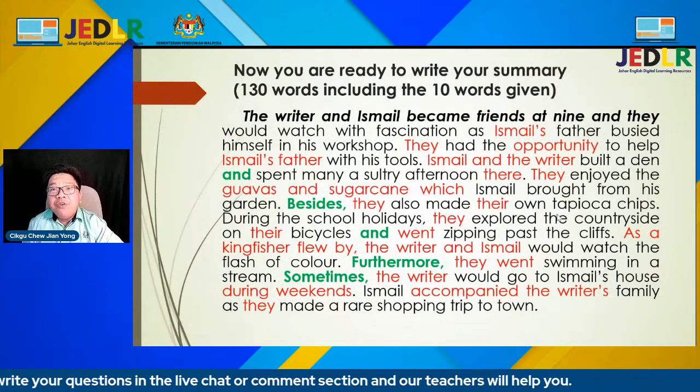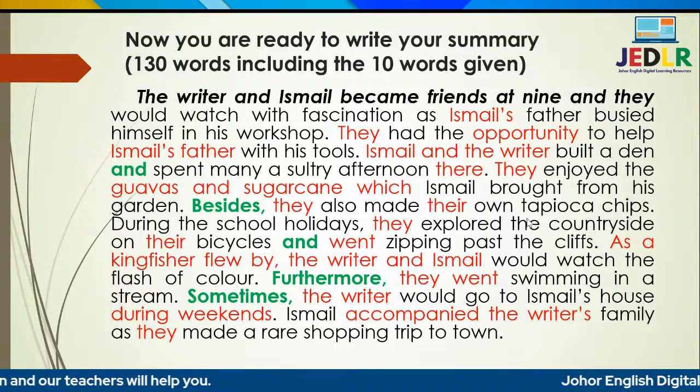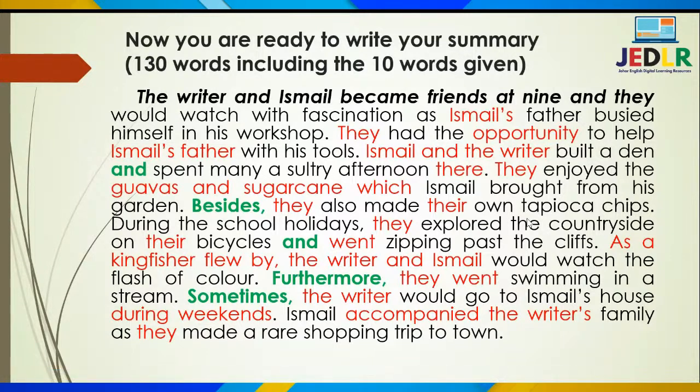And this is how your summary is going to look like. For this one, all 12 content points are in there. So you get 10 marks for your content. The red colored part are the part that you have changed just now. And the green colored ones are the conjunctions and the connectors that you have used. Isn't that easy? And this is exactly 130 words.